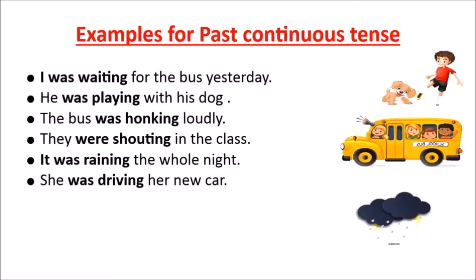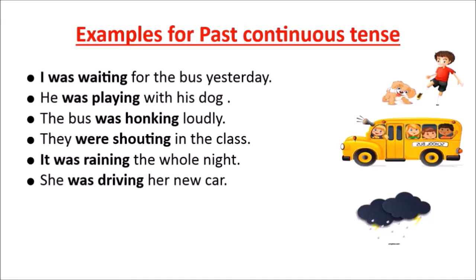Okay, now let's learn some examples for past continuous tense. I have given a list of examples. Now let's learn them. Okay, look at the first example. I was waiting for the bus yesterday. So was waiting here refers to some period of time in the past and to some point of time in the same past. So it was a continuous action. I was waiting for the bus, but for a short period of time yesterday. Okay, so that's what they are telling.